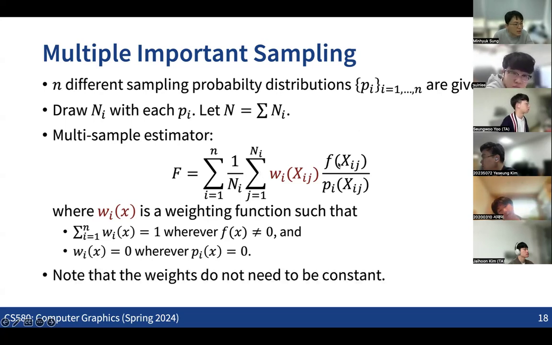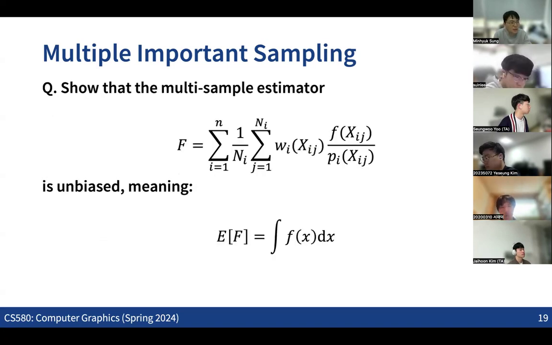One more thing is that the weights do not need to be constant. We can have constant weights for whatever samples we have, but they do not need to be constant. Actually, it's better to have weights that are adjusted depending on the sample. So let's think about having this kind of weighting function. Then the question is whether this multi-sample estimator is also an unbiased estimator.